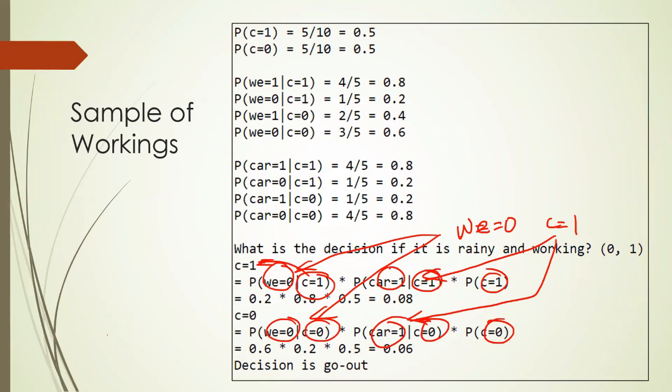Based on this comparison, which one is bigger? We can say this one is bigger than the not going out. So that's why the decision says go out. So you have to make a comparison between C1 and C0, which one is bigger? You can say C1 is 0.08, C0, not going out, is 0.06. So of course this one is bigger, so we take this one.